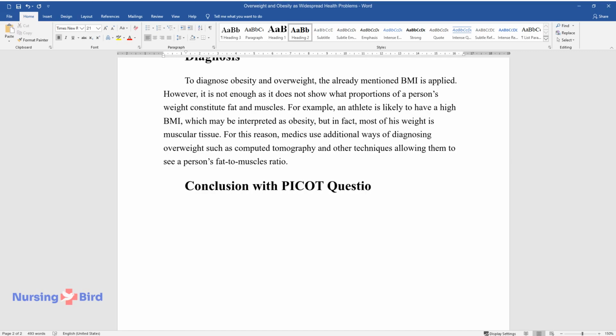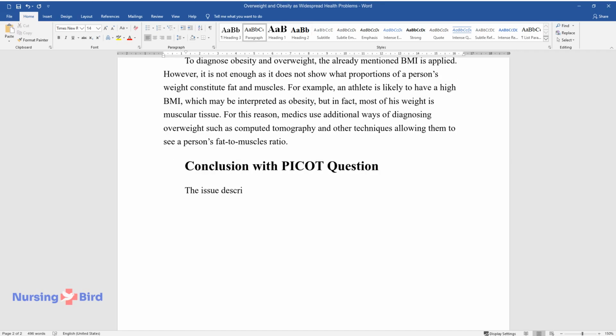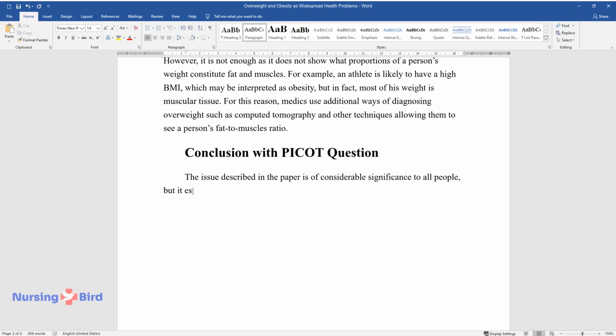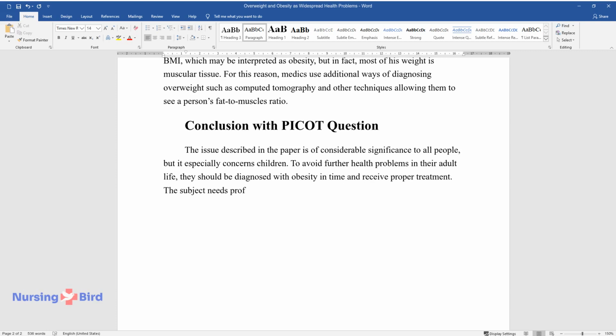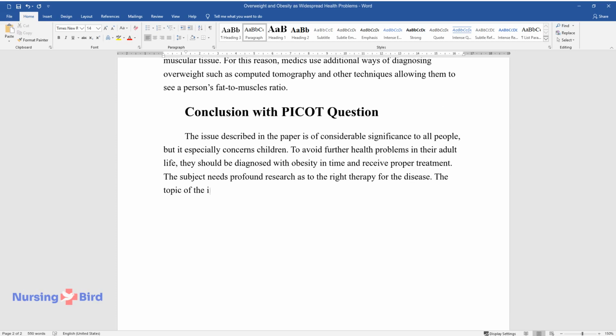Conclusion with PICO question. The issue described in the paper is of considerable significance to all people, but it especially concerns children. To avoid further health problems in their adult life, they should be diagnosed with obesity in time and receive proper treatment. The subject needs profound research as to the right therapy for the disease. The topic of the investigation may be posed in the form of a PICO question.